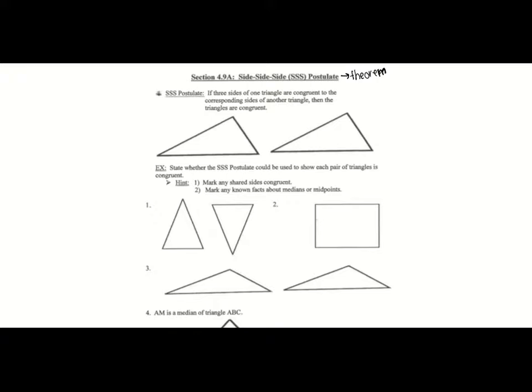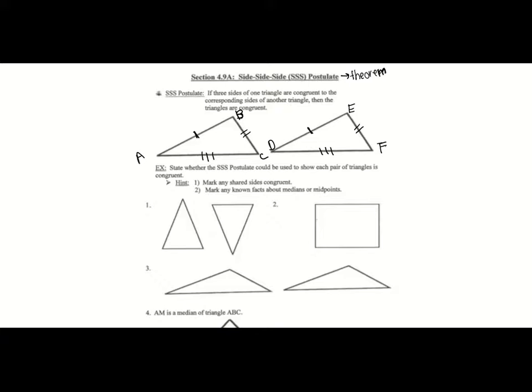So if we look at these two triangles here, and if we are told that we have points A, B, C, D, E, F, and we know that this side is congruent to this side, these two sides are congruent, and these two sides are congruent. If we are told that all three pairs of those sides go together, then we know for certain that our two triangles are congruent.